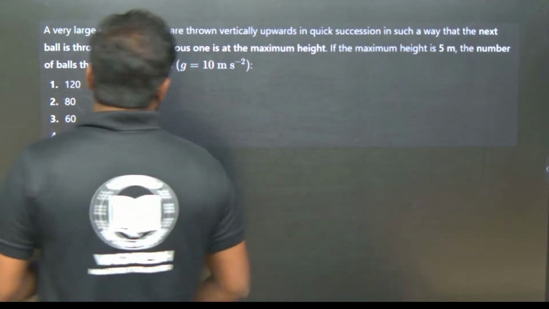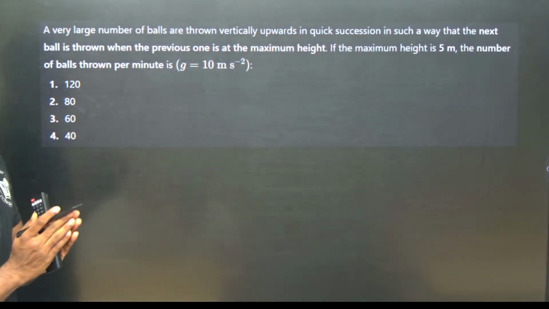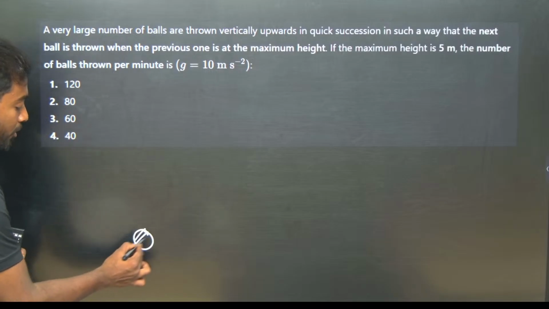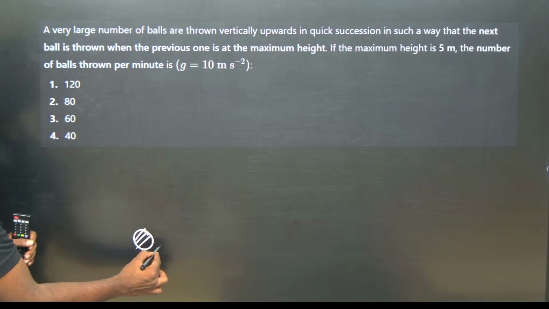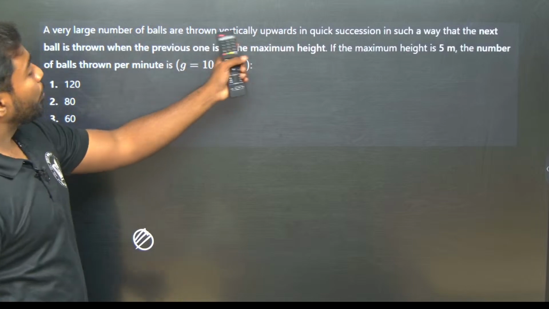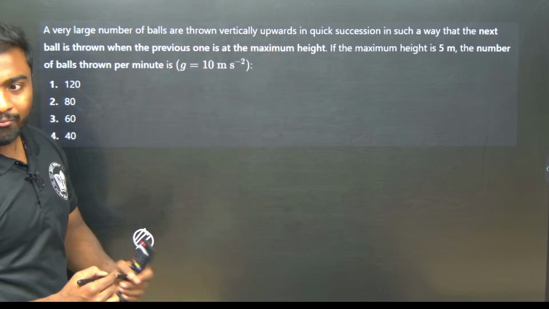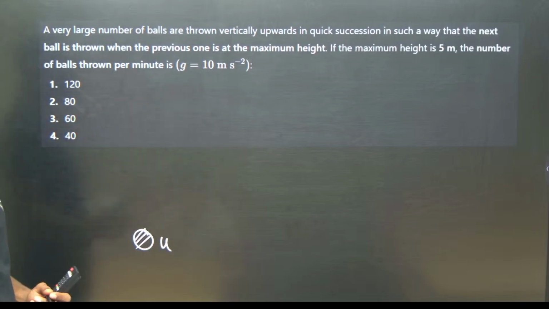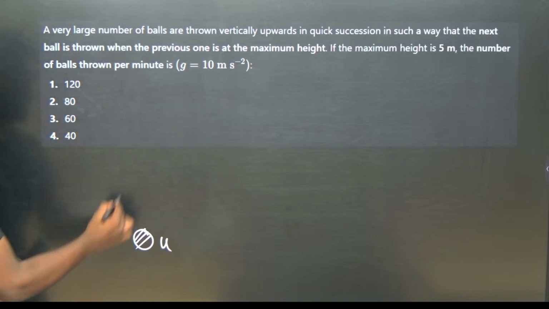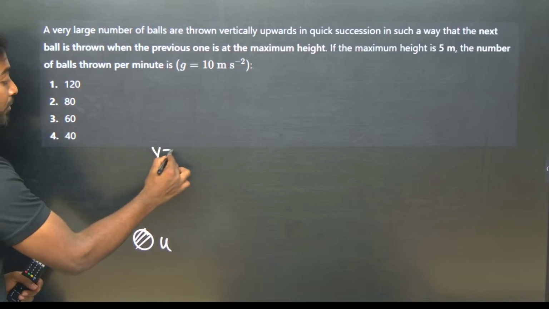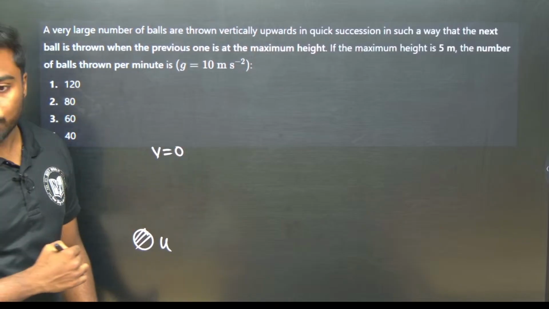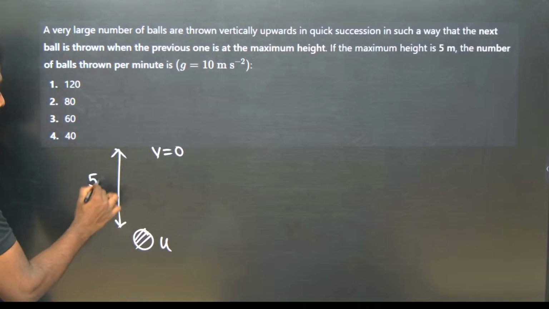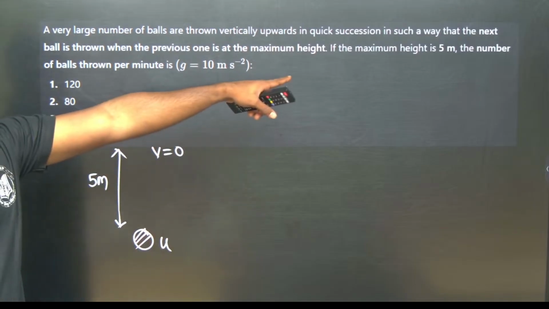Understood? Let me write the given terms first here. There are n number of balls. Let me consider the first ball. I am throwing it vertically, so it should have some velocity, right? Have they mentioned the velocity? No, I need to find it. At maximum height the final velocity will be 0, and h max they have given as 5 meter.